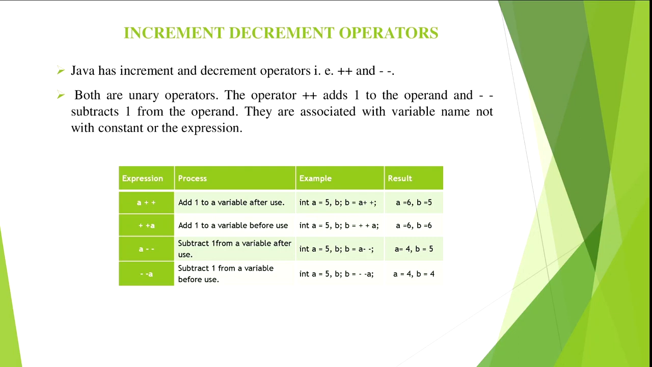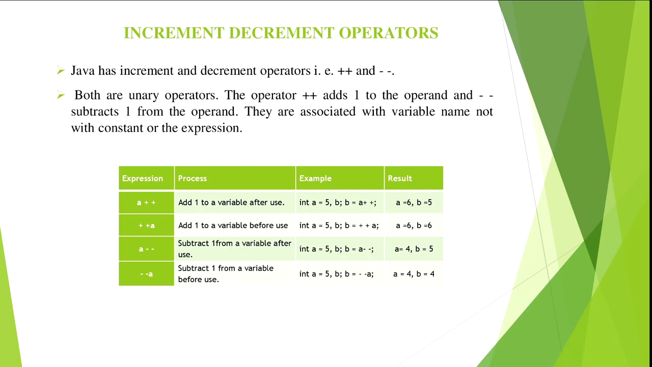And similarly for the decrement operator, post decrement and pre-decrement. Post decrement, it subtracts 1 from the variable after the use. B equal to a minus minus means after use, first of all it assigns the value of a to the b first and therefore you get the result b equal to 5 and then it decrements and therefore you get the result a equal to 4.